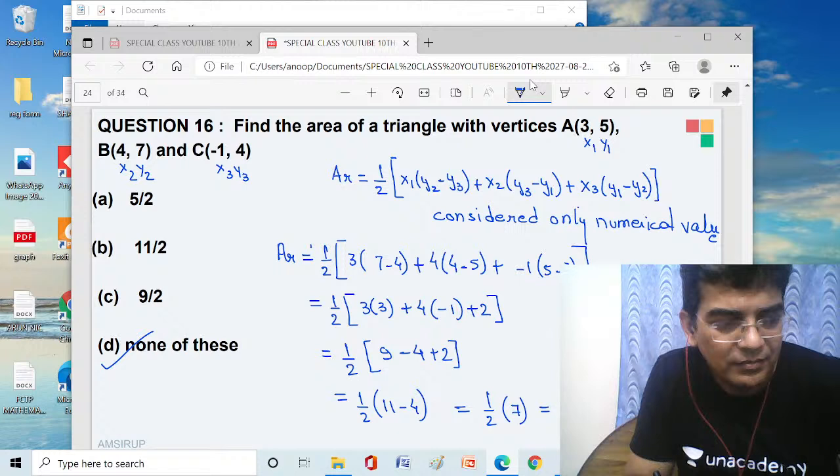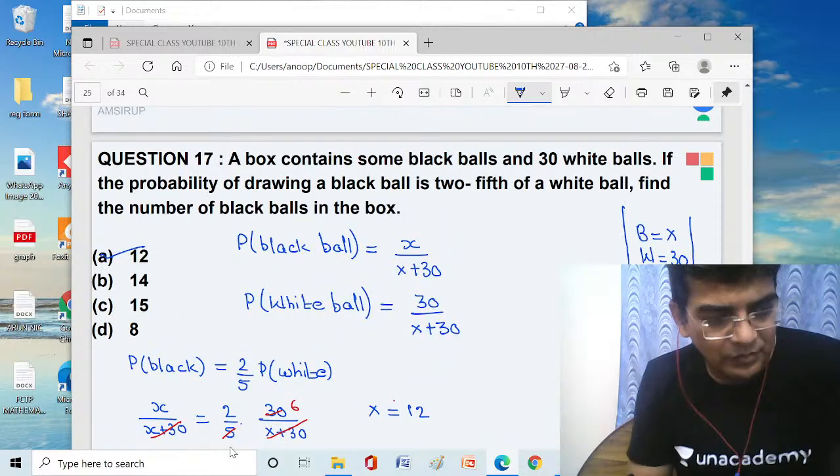So how can we solve it with ease? The denominator I can cancel on both sides, right? This 5 can be reduced, 5 6s are 30, so x is equal to 6 2s are 12. So finally you can say x is equal to 12. So my answer will be 12 black balls. The number of black balls was considered x, so x is equal to 12. Hope this much is clear to you.